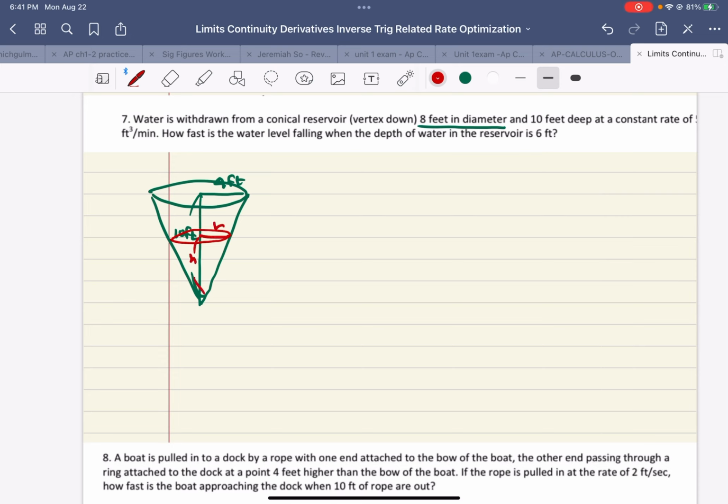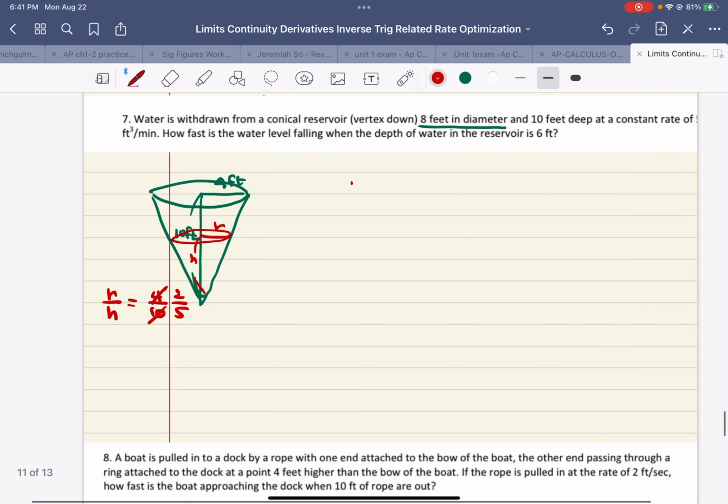So you know this triangle, right triangle, and that right triangle, and they are similar. Similar means you can make a proportion. So R over H equals 4 over 10. Then you can reduce by 2. So leave it like that for now.